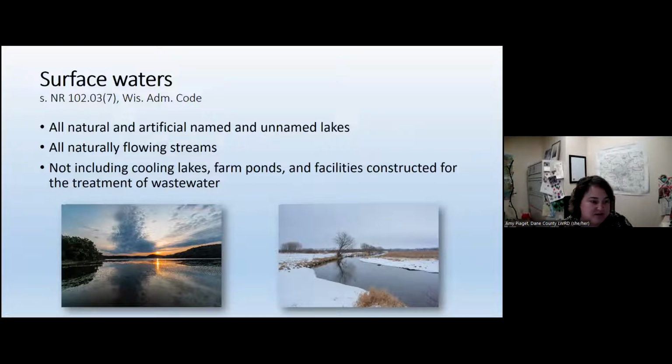So sometimes maybe we're putting a practice in place like a sediment basin or a WASCOB, and maybe water backs up behind that. That wouldn't necessarily be waters of the state or surface water. And then facilities that are constructed for the treatment of wastewater. So constructed wetlands for wastewater treatment wouldn't be part of the surface water definition.